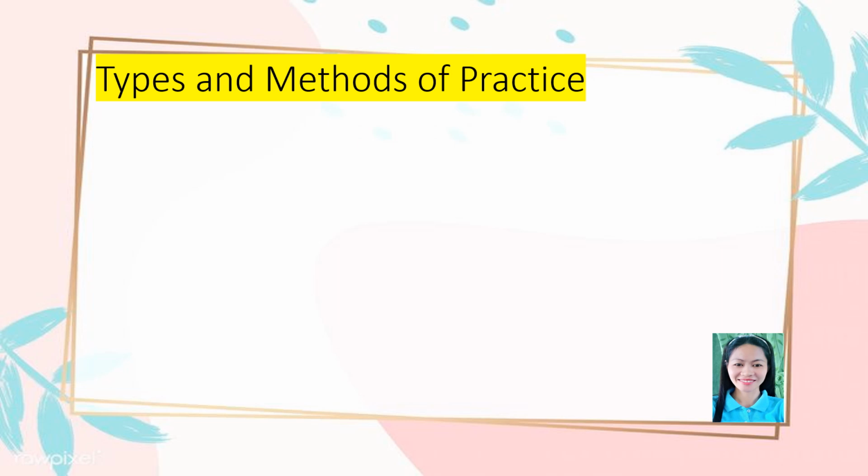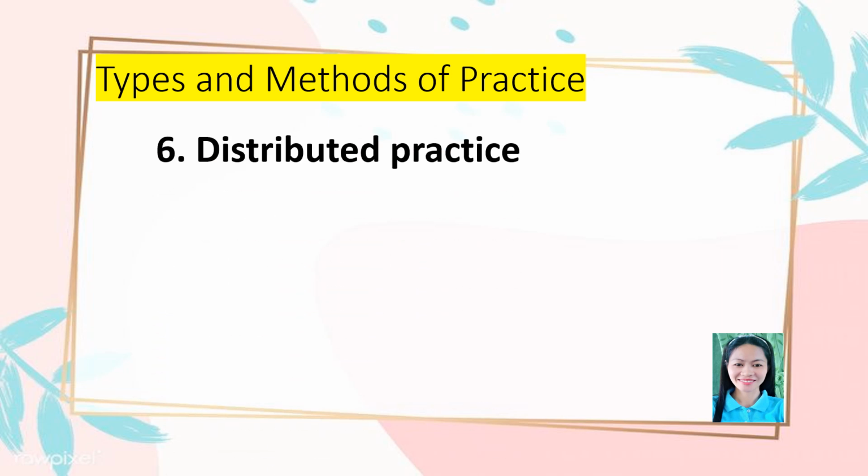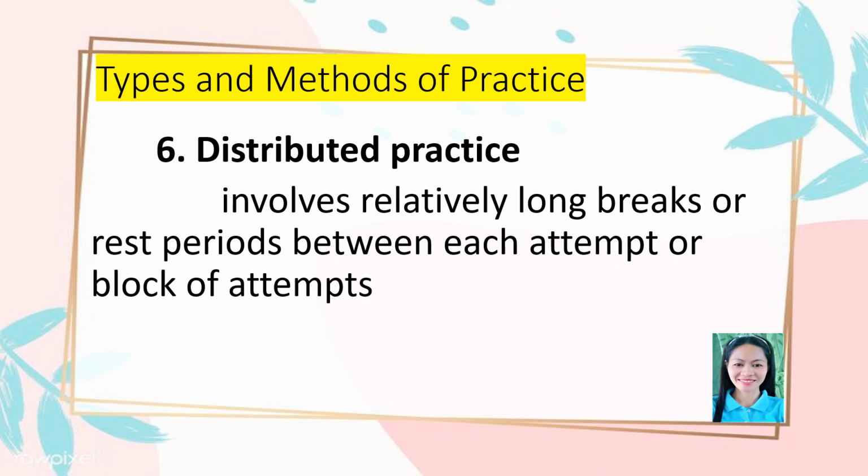The next type and method of practice is distributed practice. Involves relatively long breaks or rest periods between each attempt or block of attempts. Distributed practice is a technique whereby the student distributes his or her effort in a given course or activity over many study sessions that are relatively short in duration. This can be compared to mass practice, otherwise known as cramming, whereby the student conducts few but long study sessions for a given course or activity.